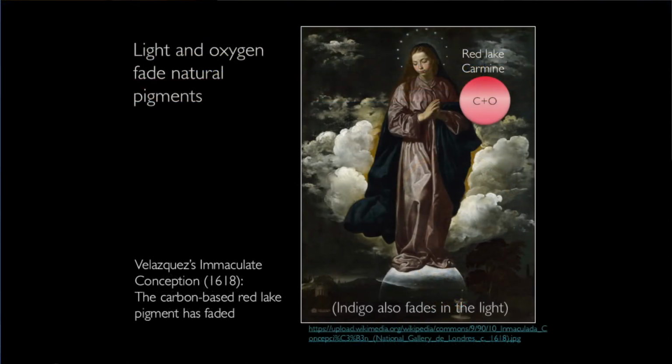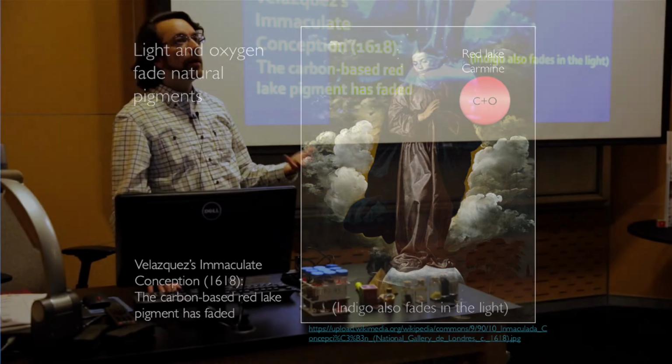So you can see how light and oxygen cause colors to change if you look at different colors. Now, here we have the Immaculate Conception, Velázquez, and you have a red lake carmine robe in the middle there. That red lake has definitely faded over time. This isn't the right color on the projection, but even this you can probably see is faded. This is a red lake like the carmine that we showed, and over time it has faded to become less red.